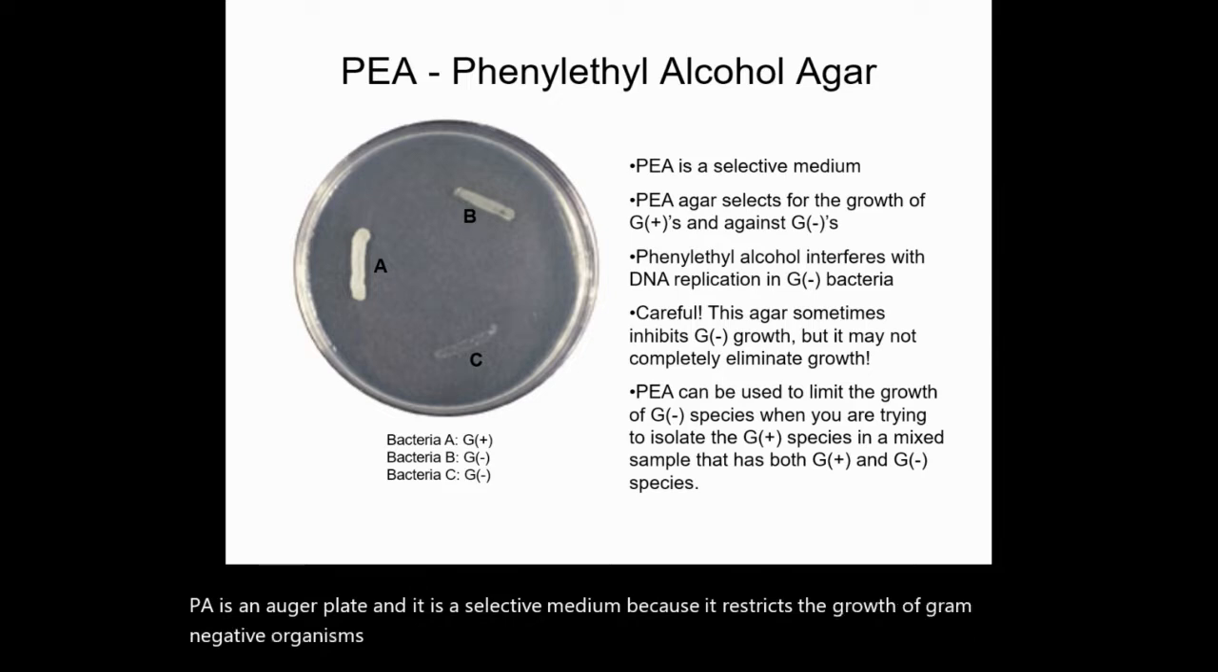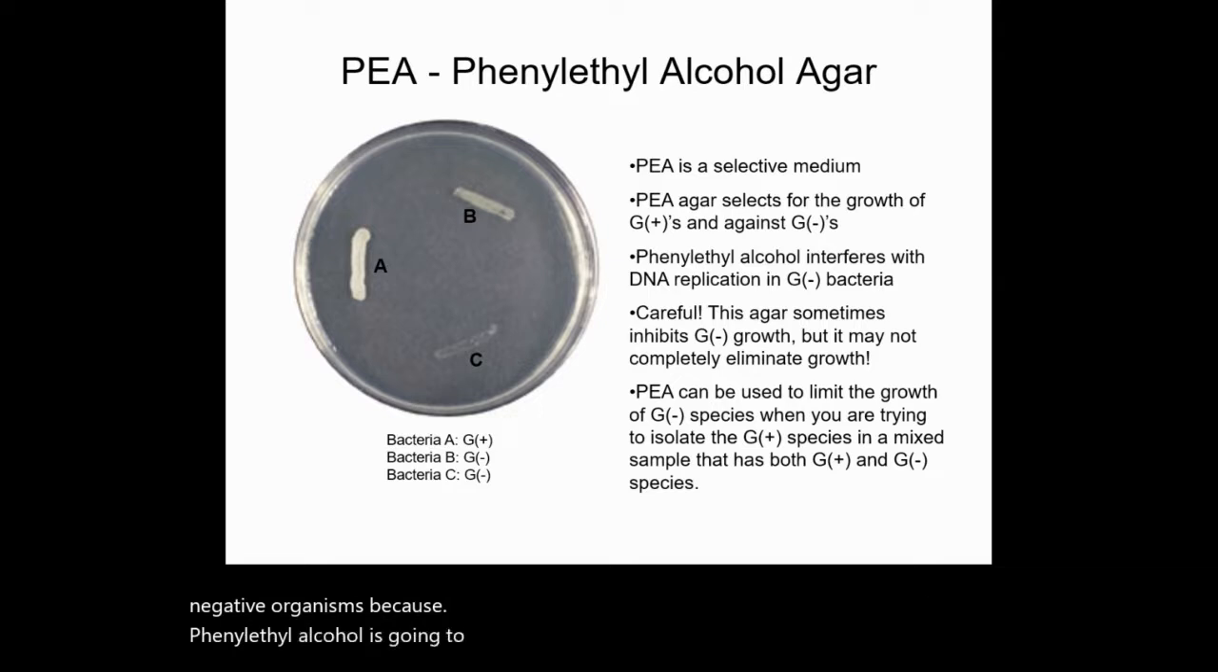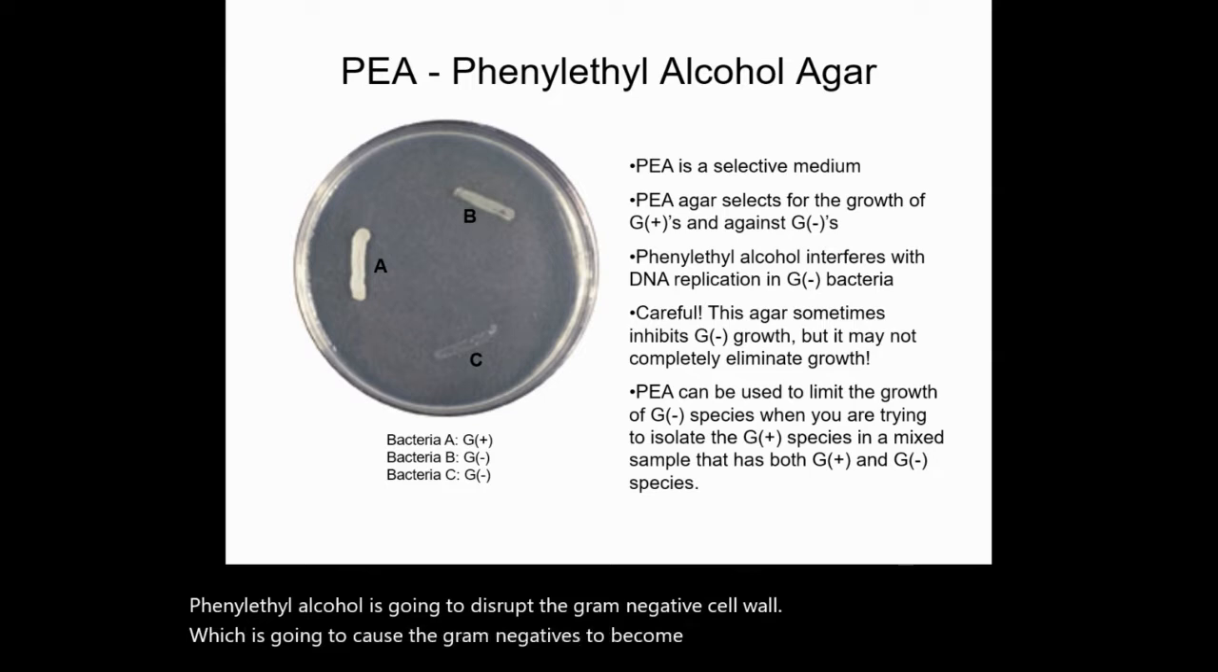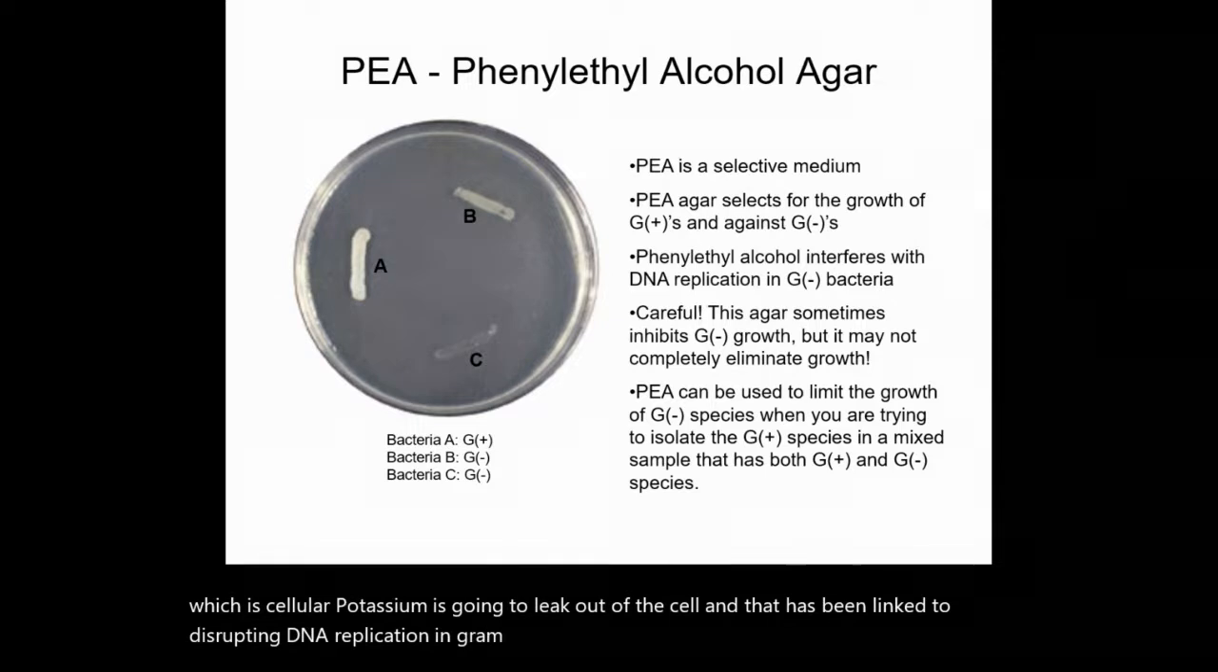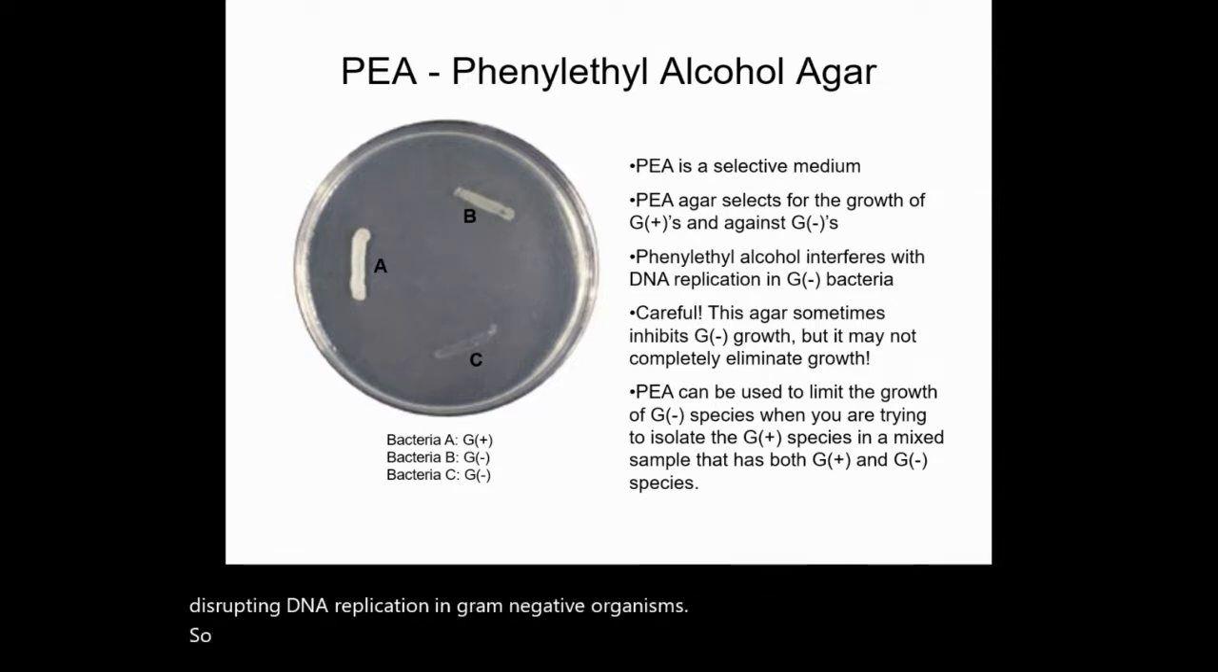PEA is an agar plate, and it is a selective medium because it restricts the growth of gram-negative organisms. Because phenylethyl alcohol is going to disrupt the gram-negative cell wall, which is going to cause the gram-negatives to become leaky. And one thing in particular, cellular potassium, is going to leak out of the cell, and that has been linked to disrupting DNA replication in gram-negative organisms. So this media is selecting for gram-positives and selecting against gram-negatives.